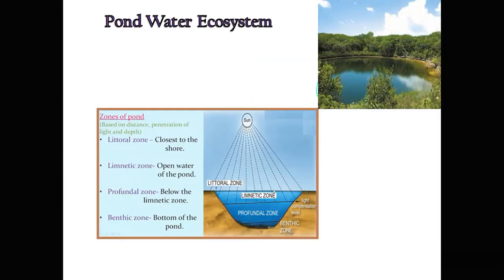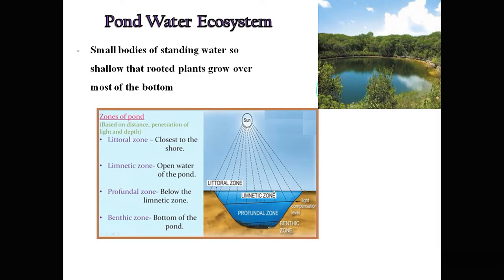Now, pond ecosystem. So what are ponds? Ponds are small bodies of standing water so shallow that rooted plants can grow over most of the bottom. Now here you can see this is the pond ecosystem. It shows different zones based on distance, penetration of light and depth.